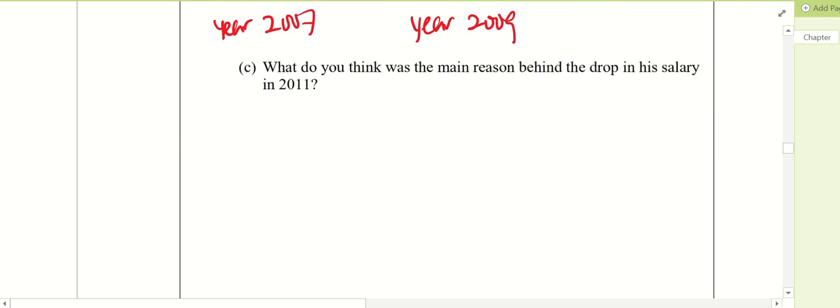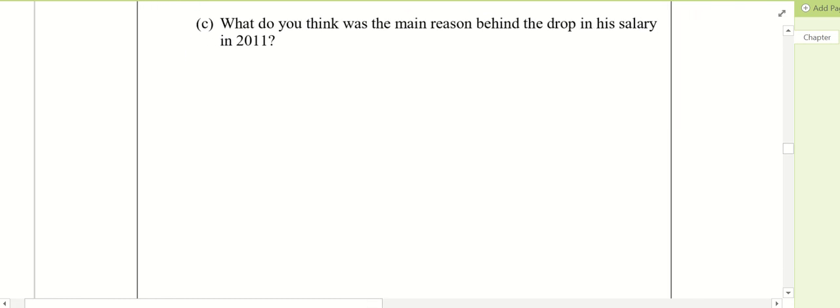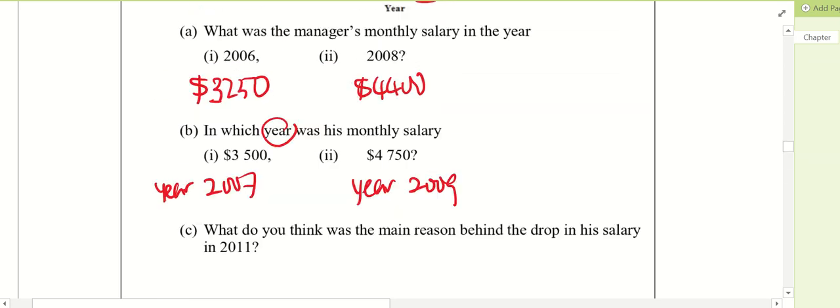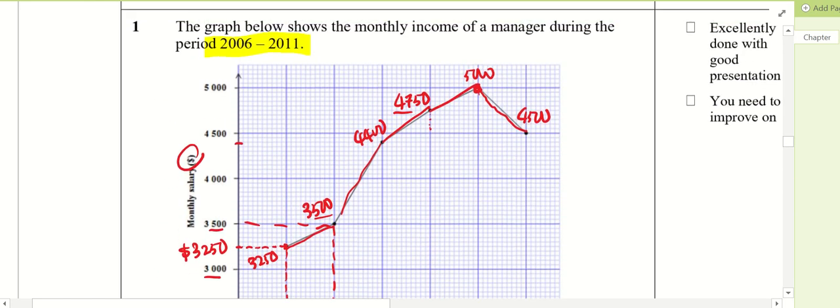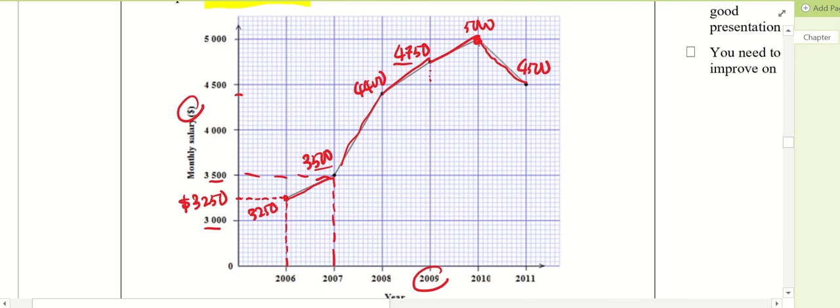Right, so what do you think was the main reason behind the drop in his salary in 2011? What do you think? This is the kind of question whereby you might be required to be a bit creative, right? So let's take a look at a manager during the period. For ordinary workers, if you have parents or relatives who are working in sales, you might understand that the amount of salary they bring home every month depends on how much sales they produce, how much goods they sell, right? So it's a bit like commission based, right? So this could be one reason why his salary is different over the years.